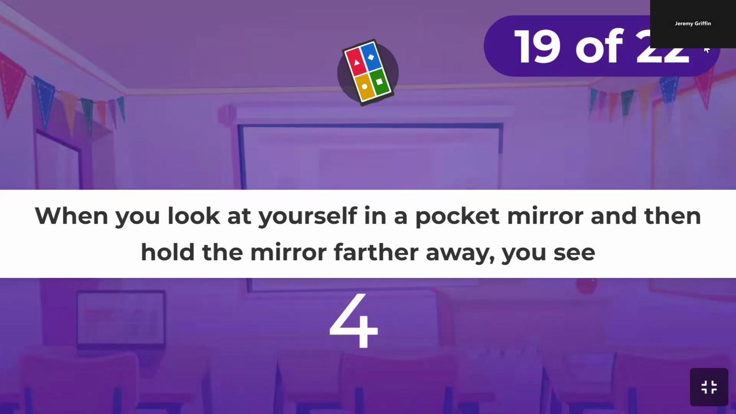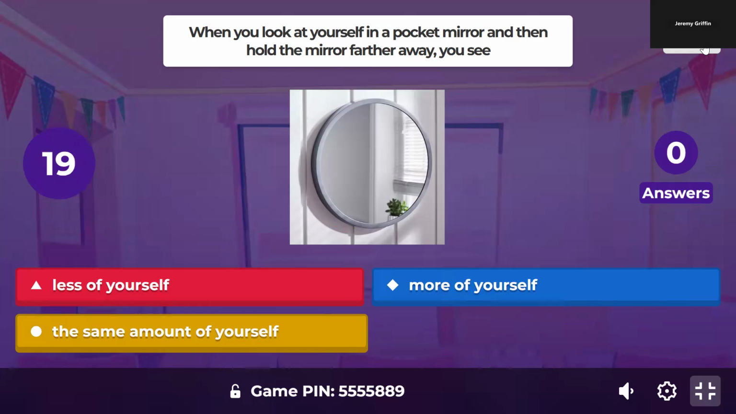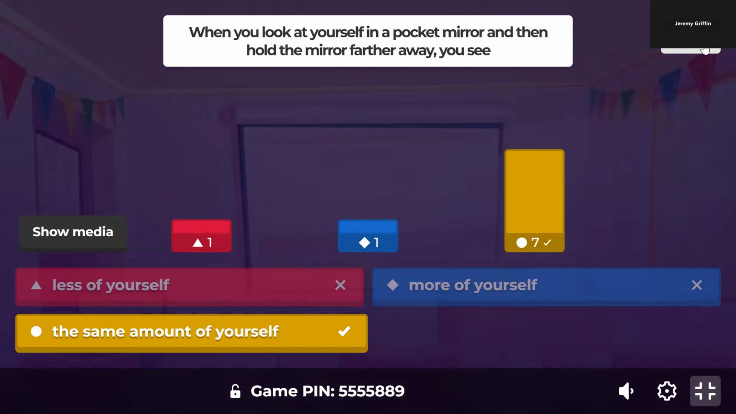Look at yourself in a pocket mirror and then hold the mirror further away. Yeah, say amount of yourself. I had one that's passed around class. You guys got to try that. Yeah. And so those last two questions go hand in hand.